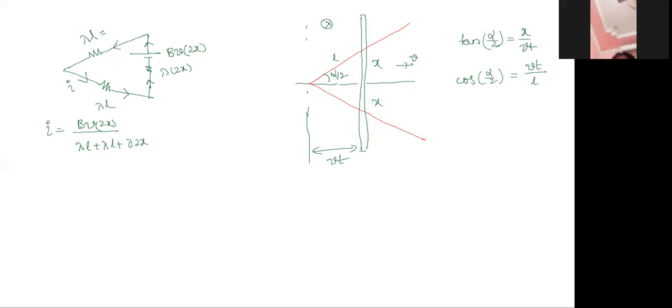E by 2R. Initially, the switch is at position 1 for a long time. Simply, I can draw. So, what was the resistor given there? E and R.